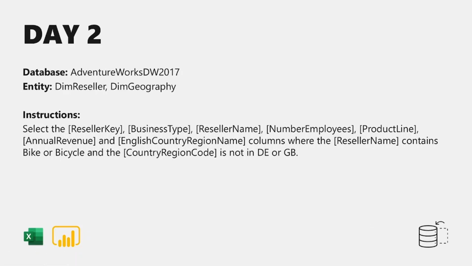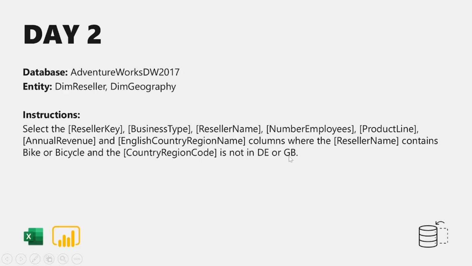So today is day two of the query folding challenge. For today's challenge, we'll be using the reseller and geography tables. The details we need to pull from these tables are the reseller key, business type, reseller name, number of employees, product line, annual revenue, and English country region name columns, where the reseller name contains bike or bicycle and the country region code is not in DE or DG.